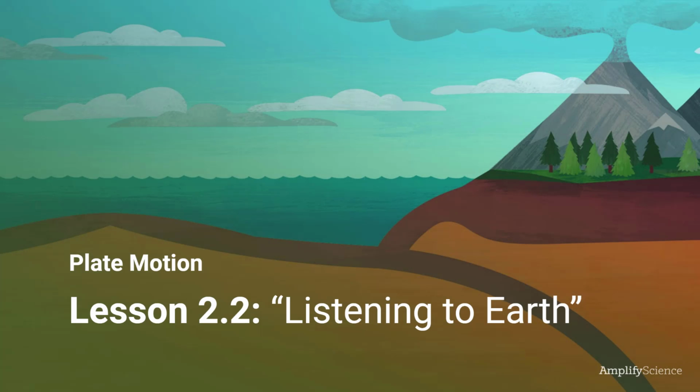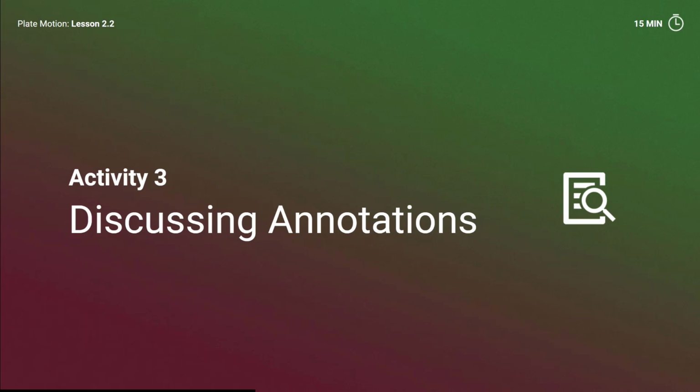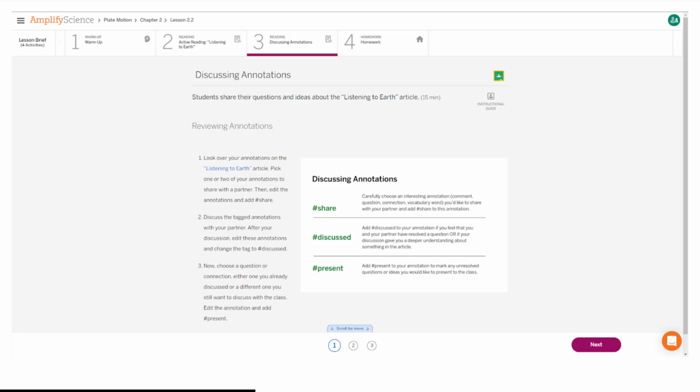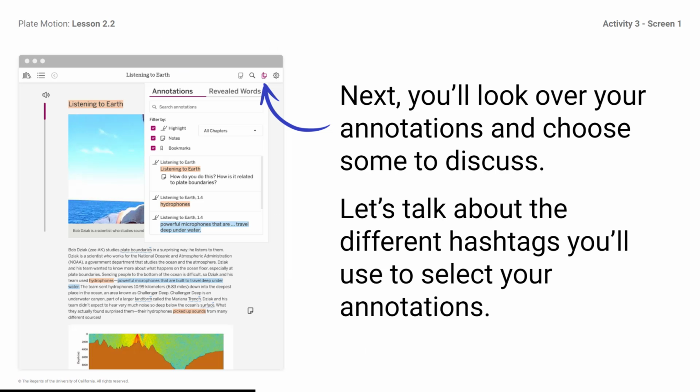Plate Motion Unit, Lesson 2.2, Listening to Earth. Activity 3, Discussing Annotations. Here's what your student screen looks like for this part of the lesson. Next, you'll look over your annotations and choose some to discuss. Let's talk about the different hashtags you'll use to select your annotations.